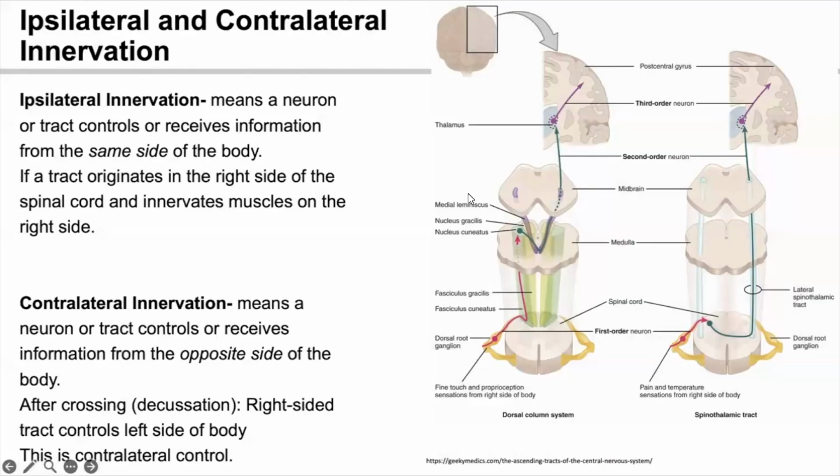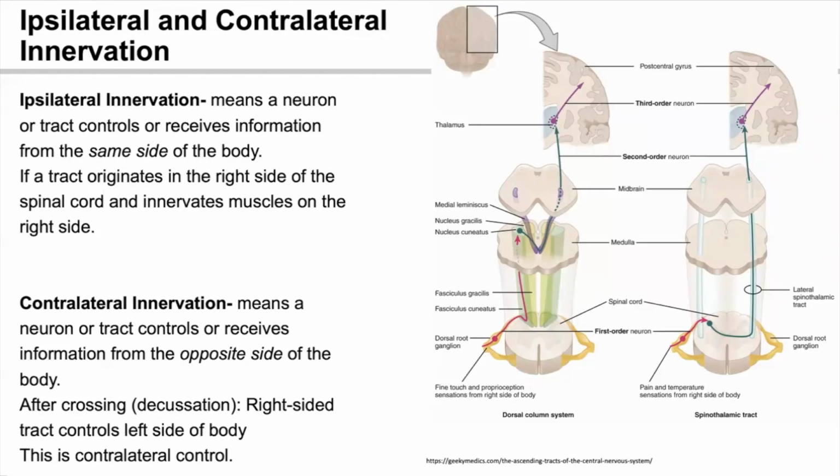We need to study 2 terms that we will be using in this chapter a lot: ipsilateral and contralateral innervation. We have already learned about decussation. Several of these tracts undergo decussation, meaning that as they pass up or down the brainstem, whether ascending or descending, from brainstem and spinal cord, they cross over from the left side of the body to the right side or vice versa.